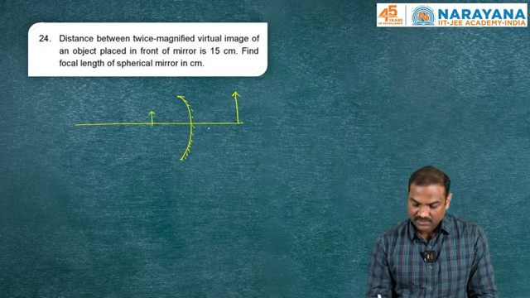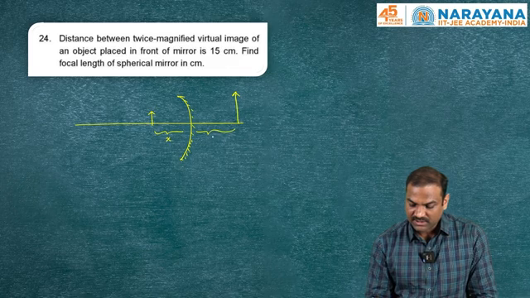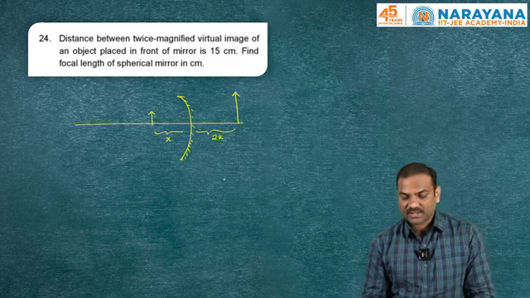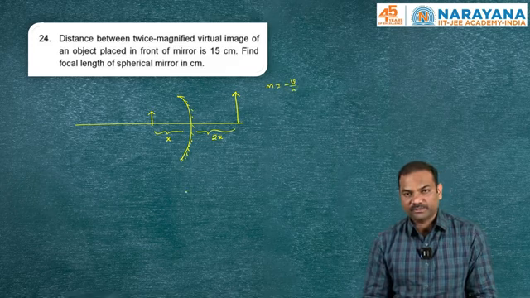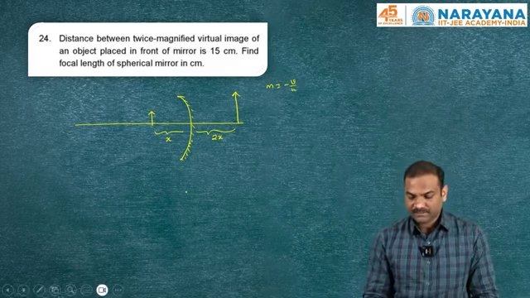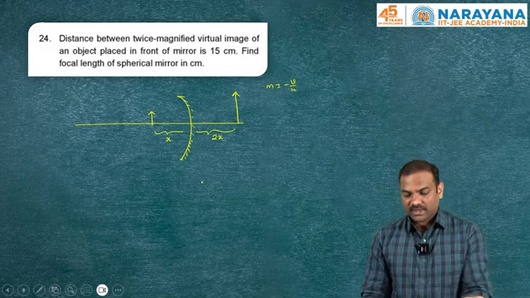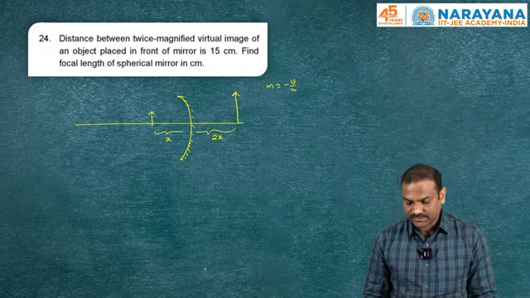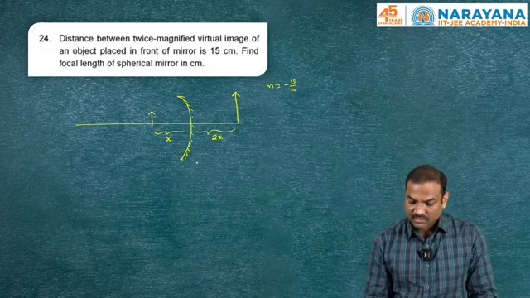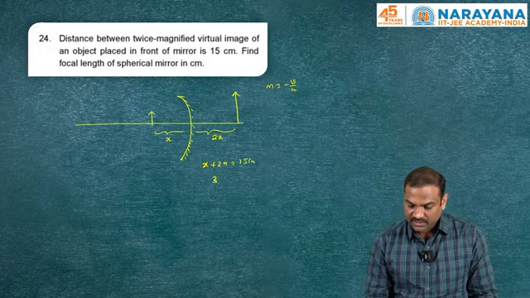Okay. So as they are saying twice magnification, definitely if the object is at x distance, then the image will be at 2x distance, because we know that magnification is equal to minus v by u. As magnification is 2 times, then definitely image distance will be 2 times the object distance. So I can write down that x plus 2x is equal to 15 centimeter. Then 3x is equal to 15 centimeter. Then x is equal to 5 centimeter.